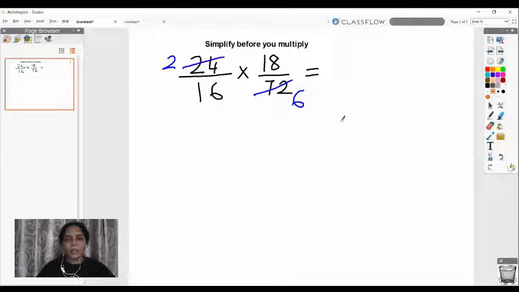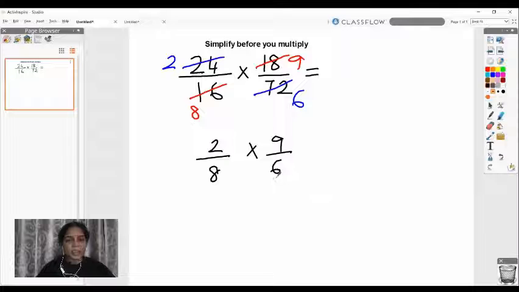Next, I would take the 18 and the 16. 18 and 16 do come in the table of 2, the maximum is 2, right? So 2 nines are 18 and 2 eights are 16. So now we are left with 2 over 8 times 9 over 6. Actually, I will not even write it the second time. I would continue to do the things.